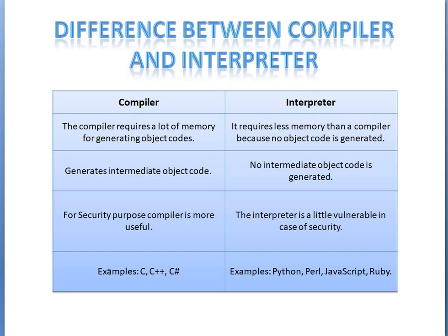Compiler is more secure than that of the interpreter, and the languages like C, C++ will use compiler, whereas the languages like Python, Java, Perl will use the interpreter.